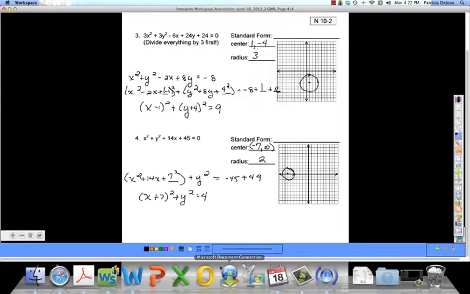graph. And that is basically what you need to do to complete the square to go from general form to standard form, and then from standard form, it's very easy to graph these equations.